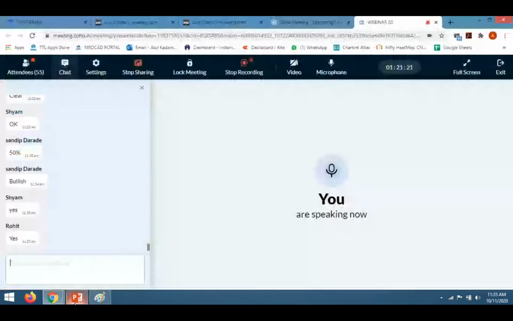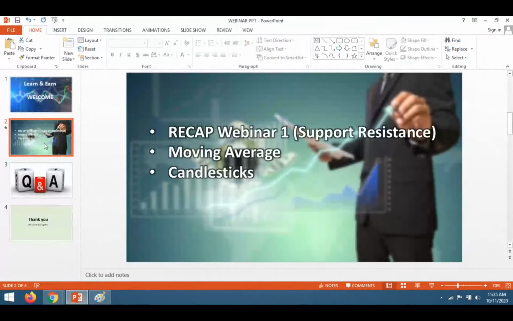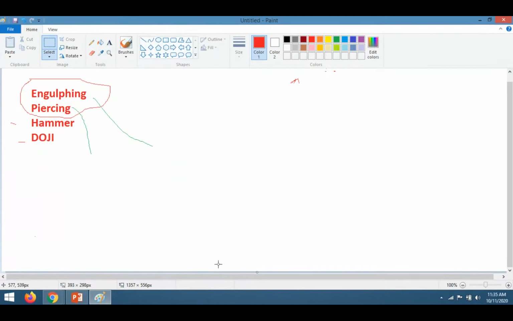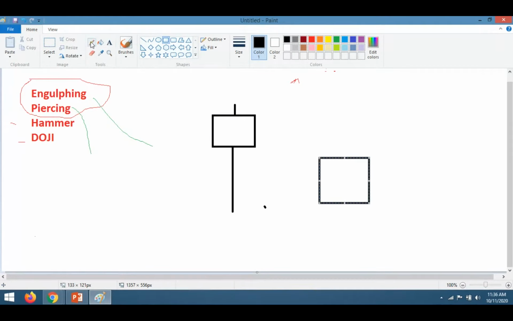Okay, so it's already 11:35, so I'll quickly go into the next candlestick pattern: hammer and doji. Most of you know the hammer and doji. This is called the hammer, and this is called the inverted hammer. Inverted hammer means ulta hammer.